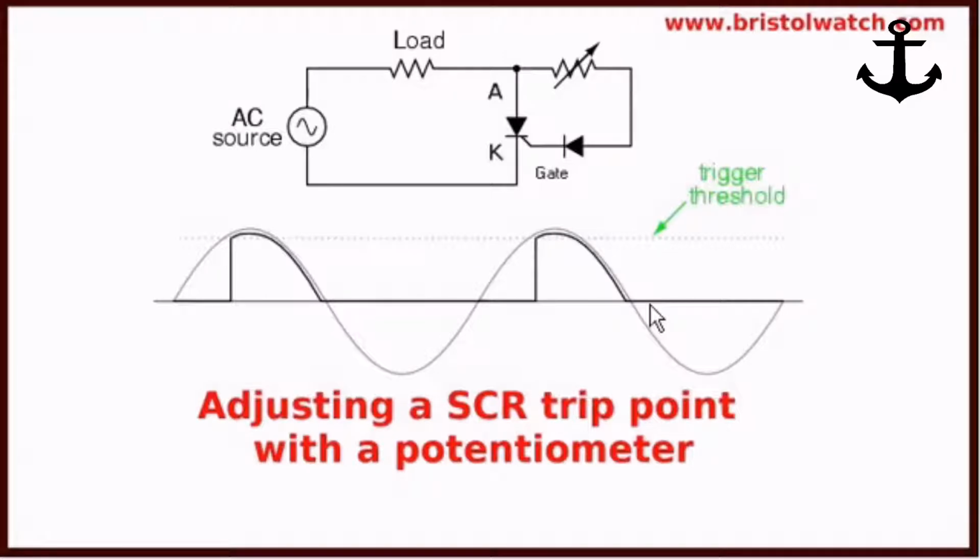Now I have inserted a variable resistor or potentiometer to replace the switch. As I adjust the resistance on the pot, I change the amount of current that gets to the gate. When the sine wave voltage climbs high enough, we hit what is called the trigger threshold or breakover voltage. From then on, it will conduct and continue to do so until the sine wave goes back to zero.